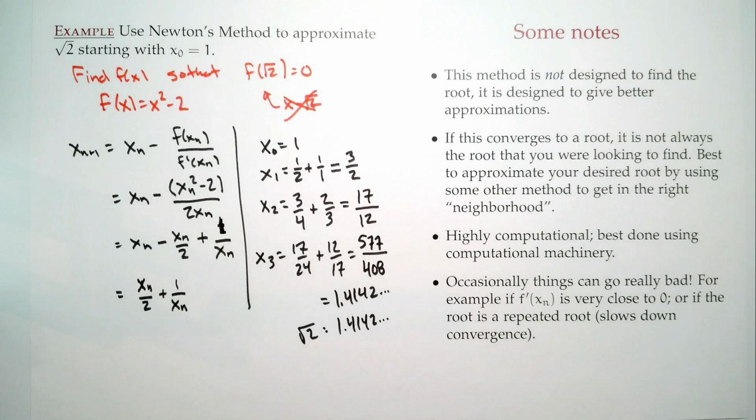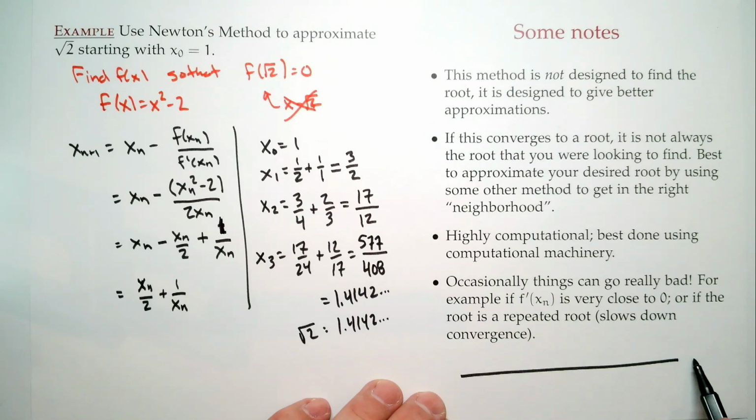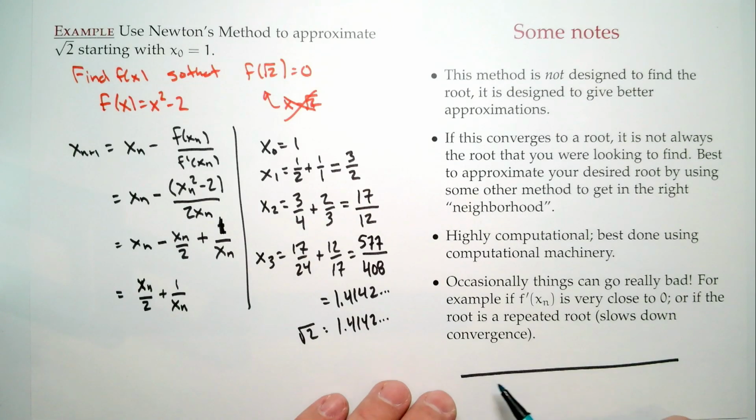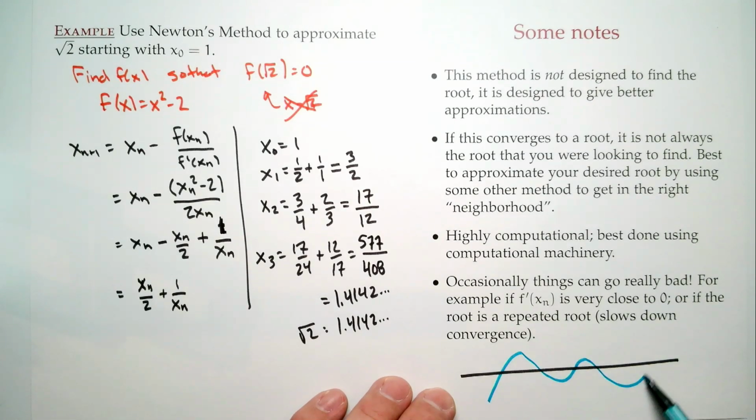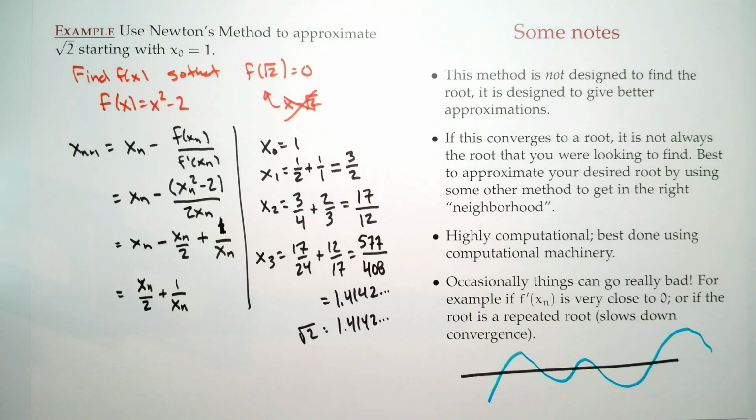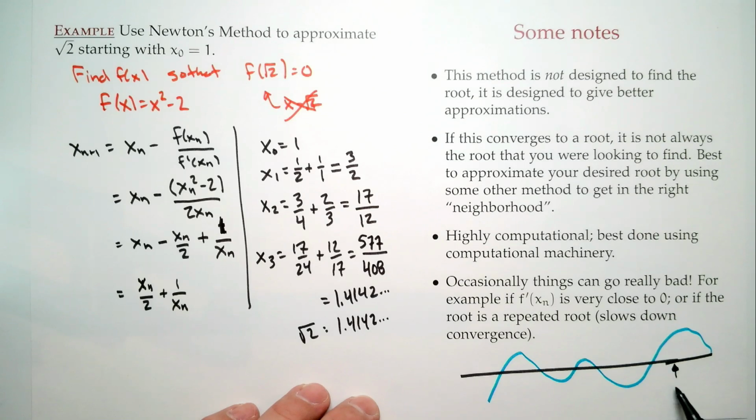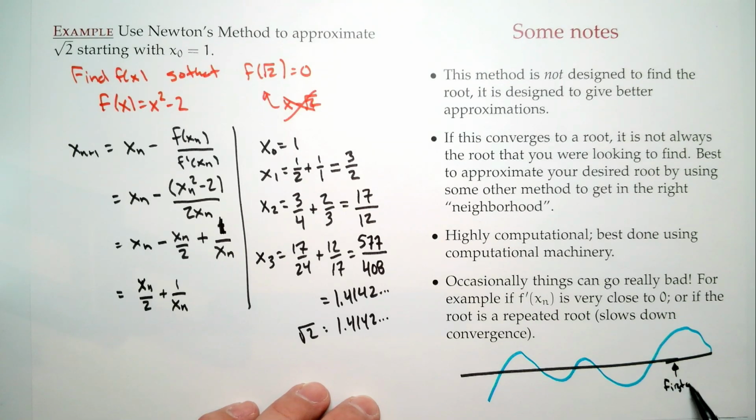Now, the last word of warning. Things can go bad. And what do we mean? Well, suppose here's our axis, and we have a curve. Perhaps there's a lot of roots that we're after. And we might not be paying close attention to something. And we'll say, let's put our first guess here. And the reason I'm saying this is we're after that solution.